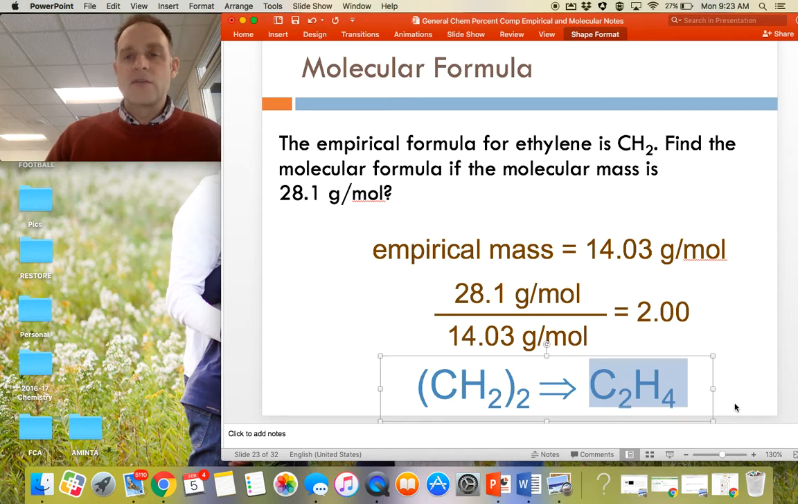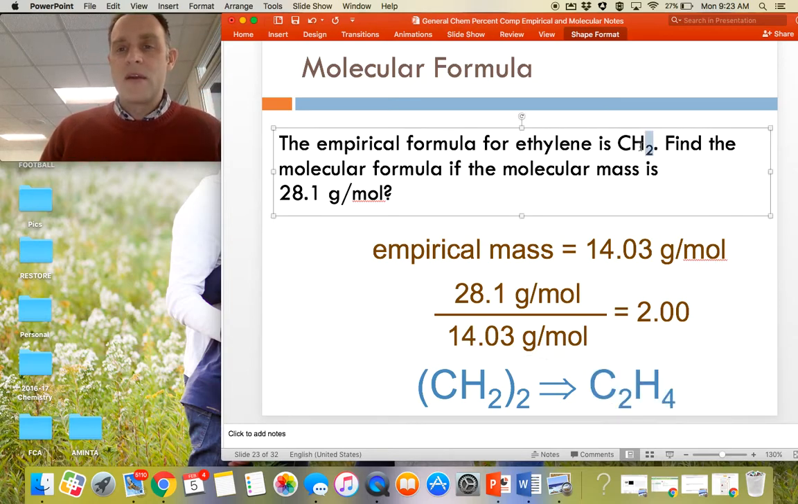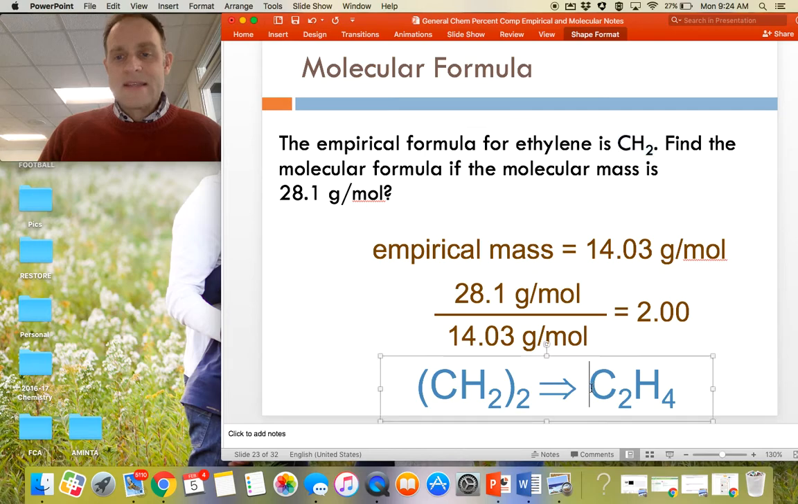It's my actual formula. Now, can that be reduced? Absolutely. But the reduced is the empirical. So doesn't this reduce back up to here? C1H2. Okay, that's the empirical, reduced. This is the molecular, actual or true formula. And that's how you solve for it. Okay, so that's it. That's all I have.